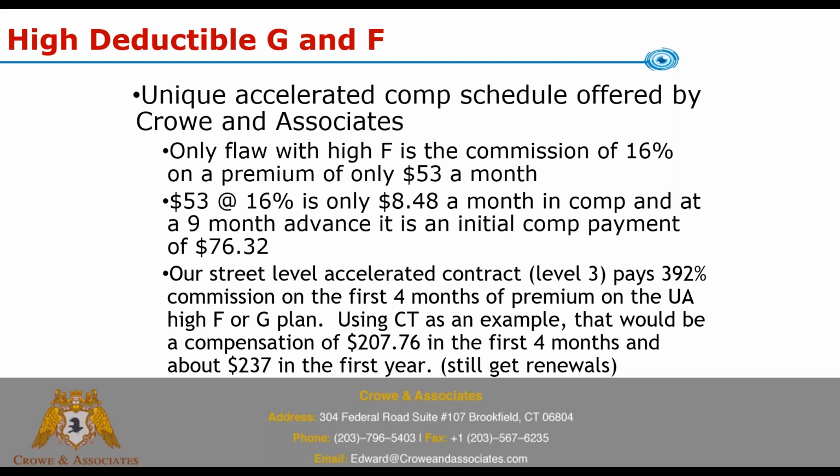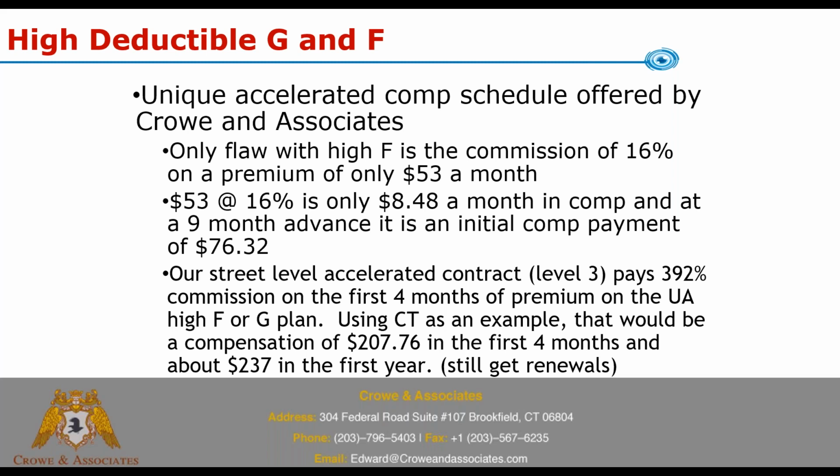But we have to make a living, of course, and the flaw with it is, let's say you're at a 16% commission, well, the premium's very low. So if you're in an area where the premium on a high deductible F or G is $53 a month, 16% just quite frankly doesn't add up to a lot. 16% of $53 is $8 a month. Even with a 9-month advance, you're at about $80 for commission.